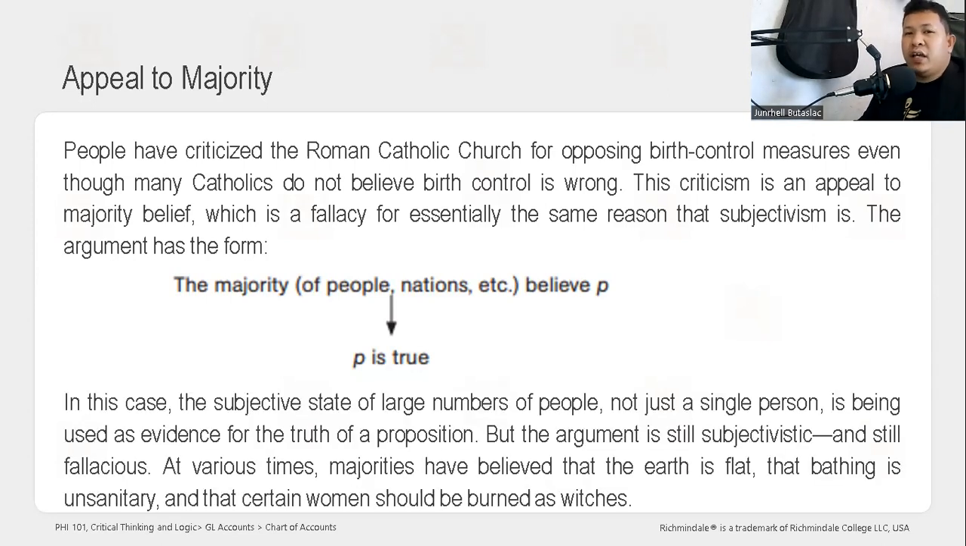Okay? So in this case, the subjective state of large numbers of people, not just a single person, is being used as evidence for the truth of the proposition. But the argument is still subjective, all right? As I said, it is still subjective. It is still hanging. There's no solid evidence to prove that this idea is true. This is only the idea of the majority, who confirm that this is actually real.